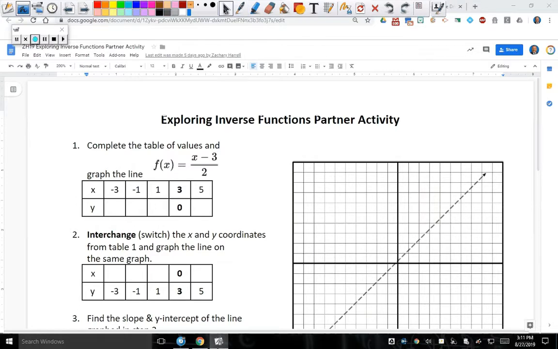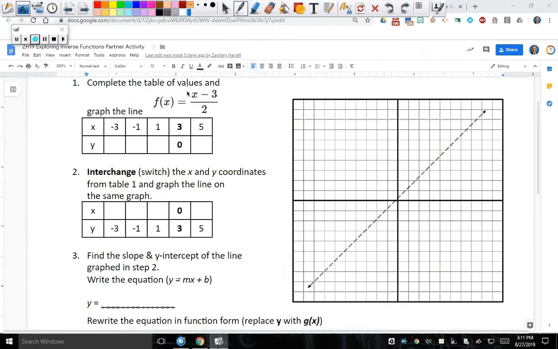First of all, I have a function that's established as f of x. And I have several x input values that I'm going to plug into this equation and see what it spits out. If I throw in a -3, what would I get as a y value? -3, because a -3 minus 3 is -6, and that divided by +2 is -3.